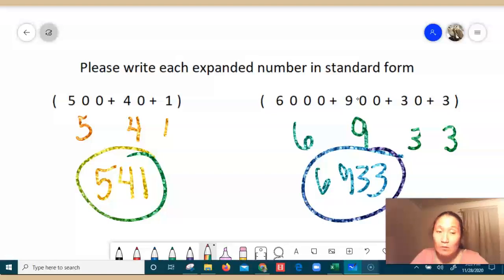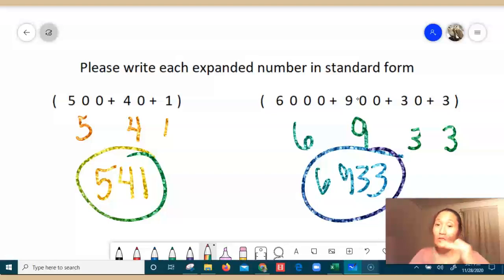Okay? So all you're telling me is how many groups do you have in each place. In the 1s, the 10s, the 100s, and the 1000s. It's a little confusing because you know that there are 6 groups of 1,000. That makes 6,000. 9 groups of 100 make 900. I'm not asking you how many altogether. I'm just asking you how many in each place. A little bit different than the other exercise that we did.